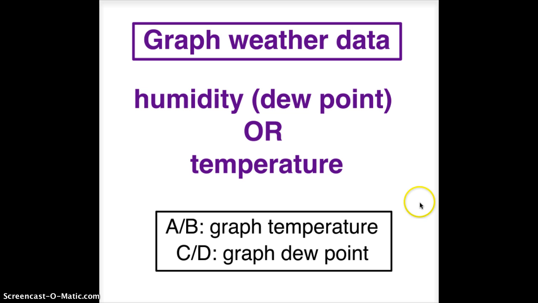Second, make sure you're watching the correct video. This video is for people C and D, so if you're person C or D in your lab group, this is the one you should be watching. I'm going to explain how to graph the dew point temperatures that we've been collecting.